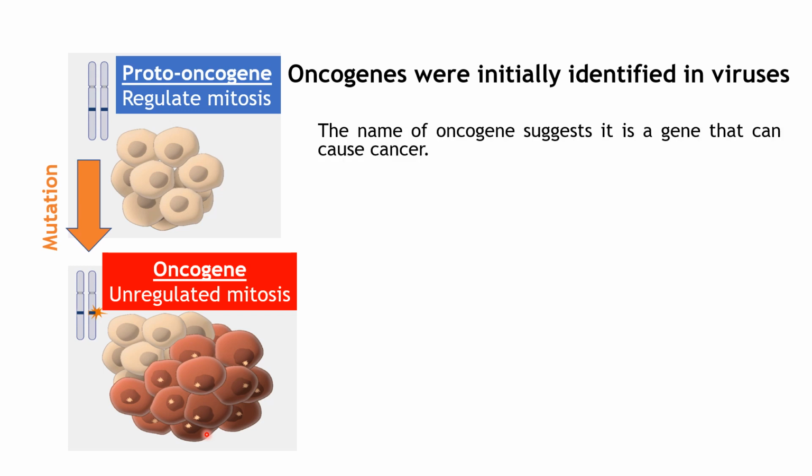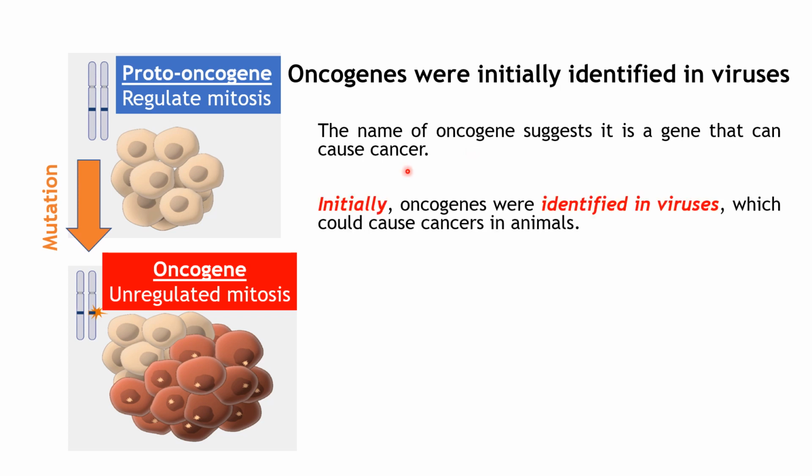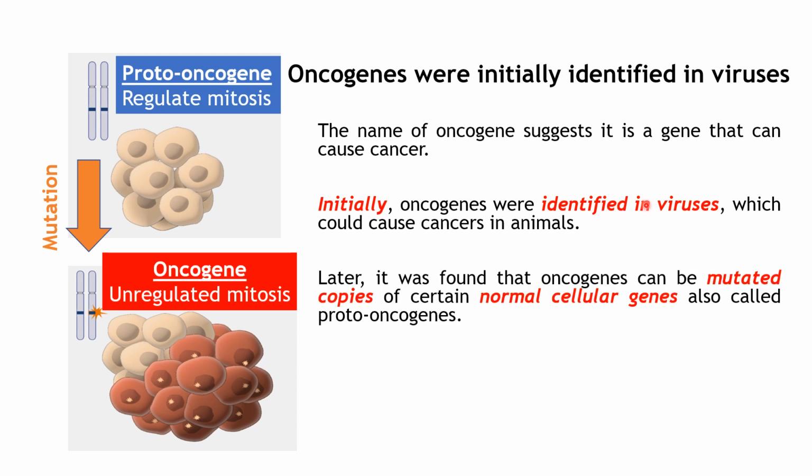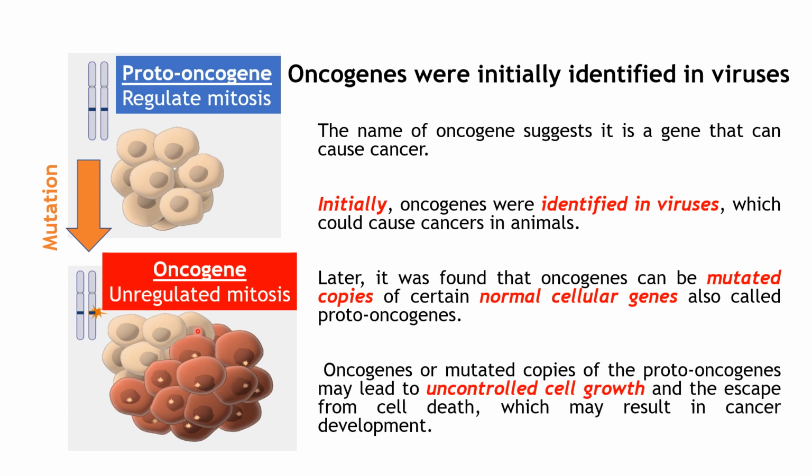From the beginning, the word oncogene suggests that they are causing cancer. Initially, oncogenes were identified in viruses that could cause cancer in animals. Later on, they found that those were mutated copies of normal cellular genes, which is why they call them proto-oncogenes, because they are before they're able to cause cancer. As I said before, they produce uncontrolled cell growth, and they can escape from cell death, which might lead to the development of cancer.